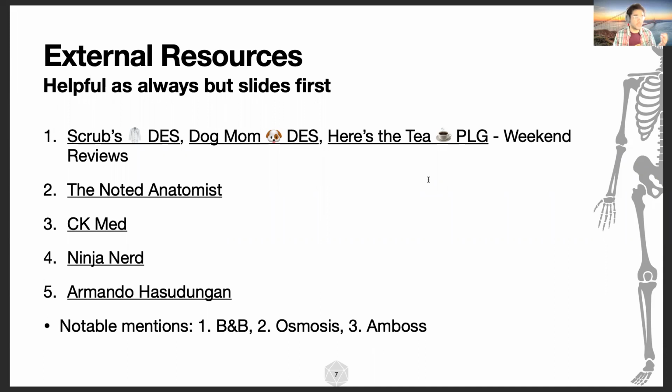I definitely use the noted anatomist a lot. He's really great. His drawings are amazing, and I'm a very visual person. Every single time he presents something, it's nice and clean, and he walks you through all of the blood supply, innervation, and lymphatics in that area.